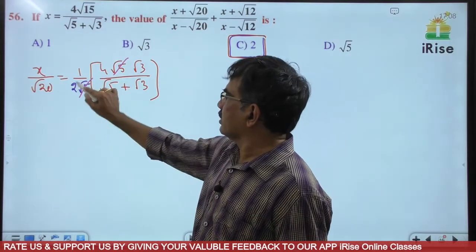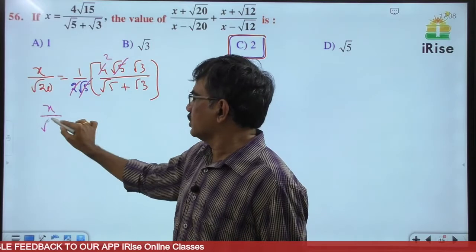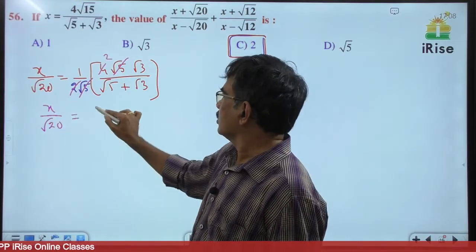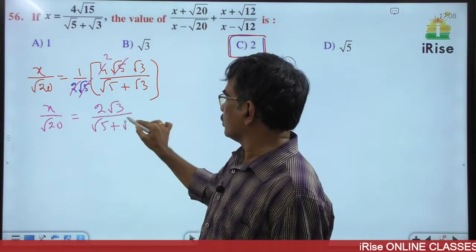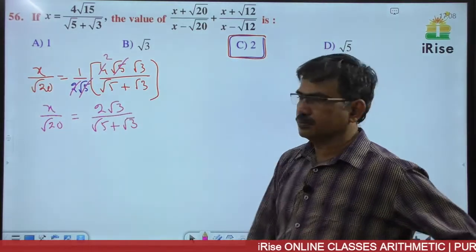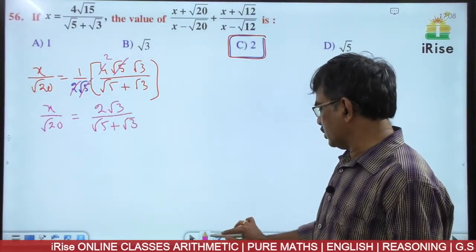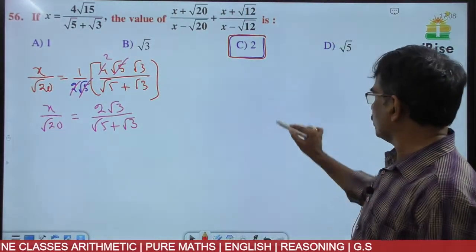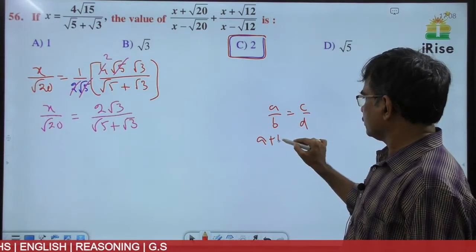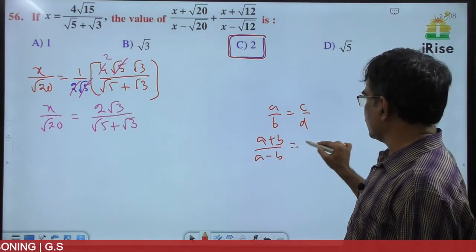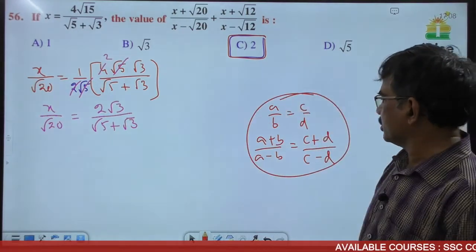2 also cancel. Okay, so x by root 20 is nothing but 2 root 3 by root 5 plus root 3. This is the value. Then apply componendo and dividendo. In the last class I discussed componendo and dividendo. If a by b is equal to c by d, then a plus b by a minus b is equal to c plus d by c minus d. That is the componendo and dividendo condition.